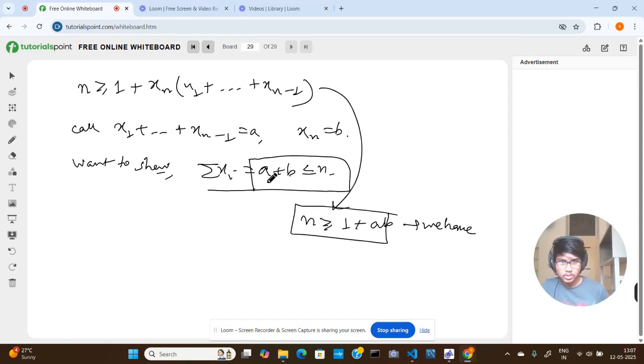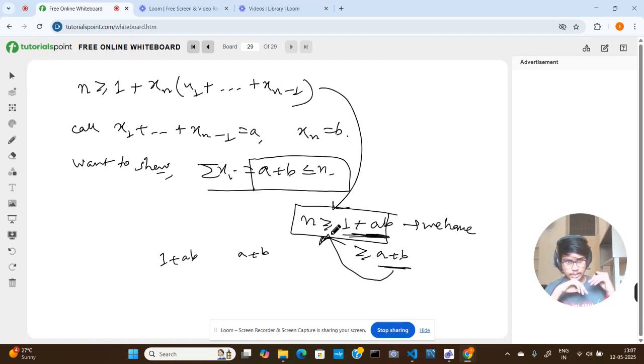Now, what do you know? What is the relation between these two terms, 1 plus ab and a plus b? What is our intuitive thought? If we can somehow show that 1 plus ab is greater than or equal to a plus b, then the inequality will follow. Then it will follow that a plus b is less than or equal to n, and our proof will be done. When does this hold? We have already explored this case.